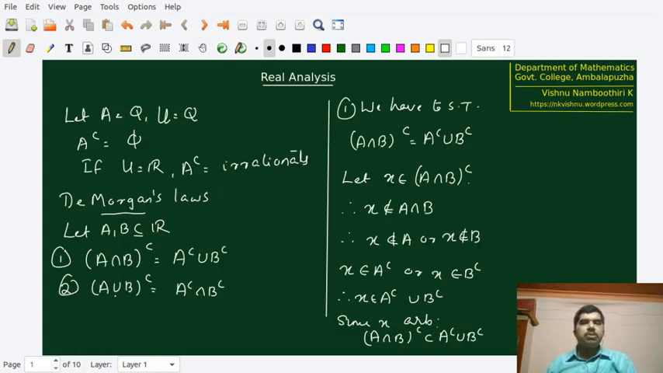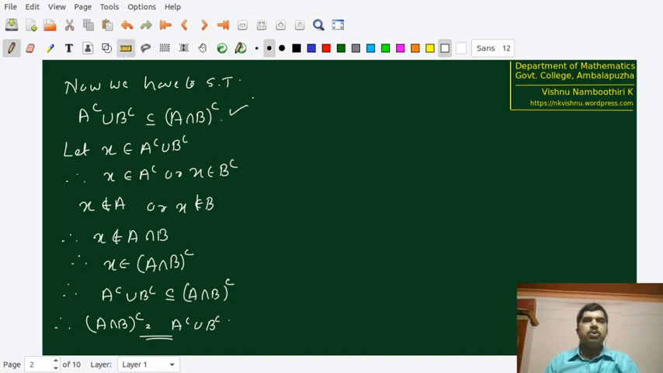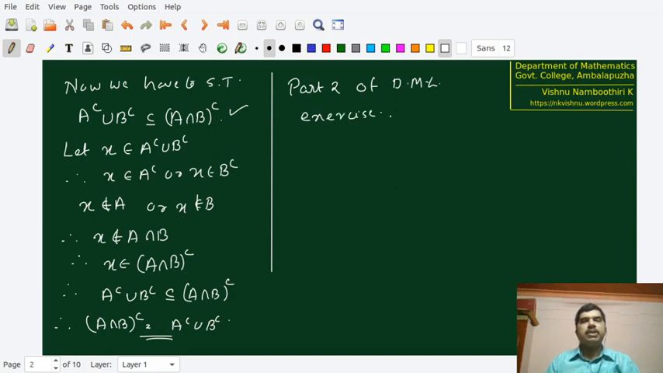Now, the second part is to show that (A union B) complement is equal to A complement intersection B complement. For showing this, we have to follow exactly the same procedure. We have to show that the left side is a subset of the right side and the right side is a subset of the left side, so that both these sets will become equal. We are leaving this as an exercise. So part 2 of De Morgan's laws is left as an exercise.